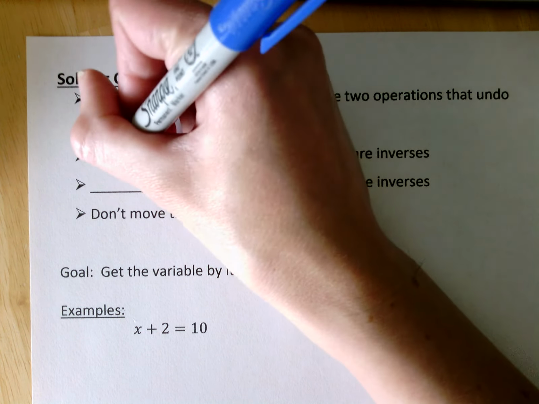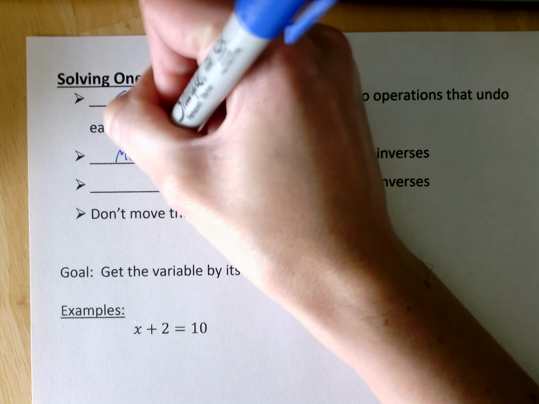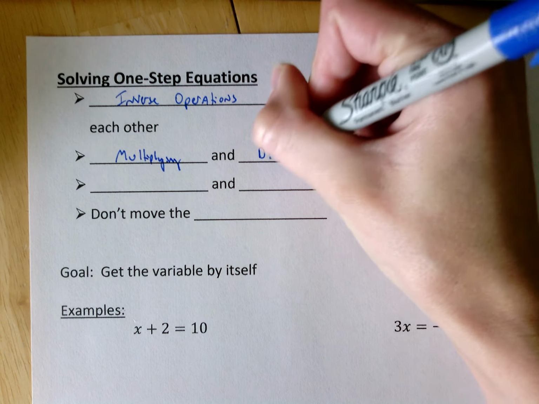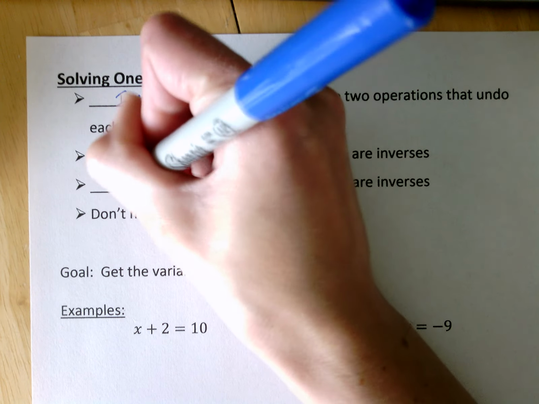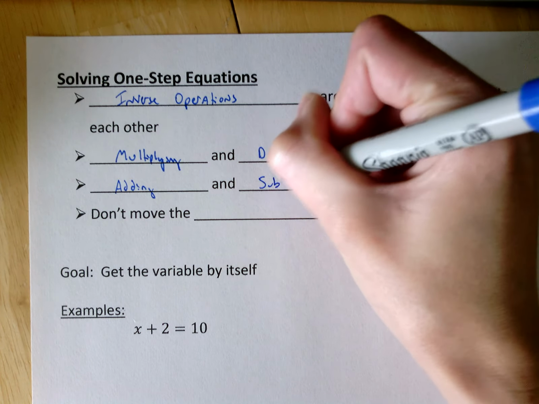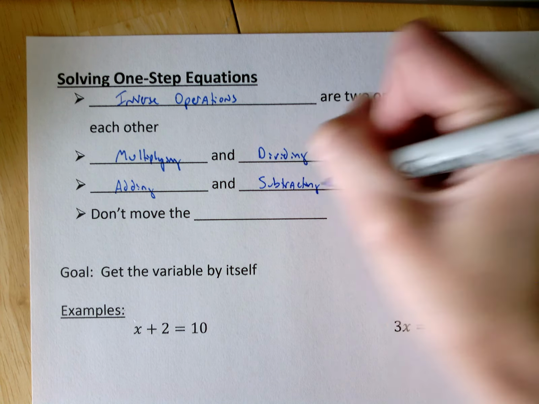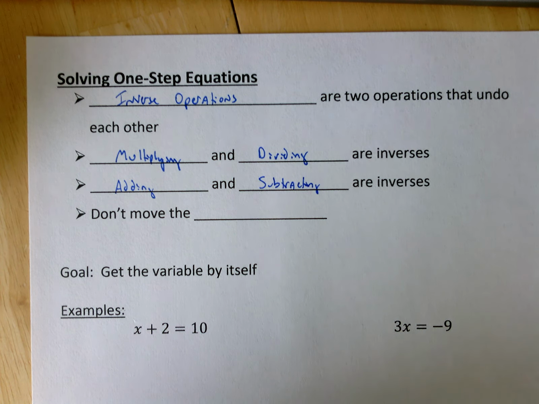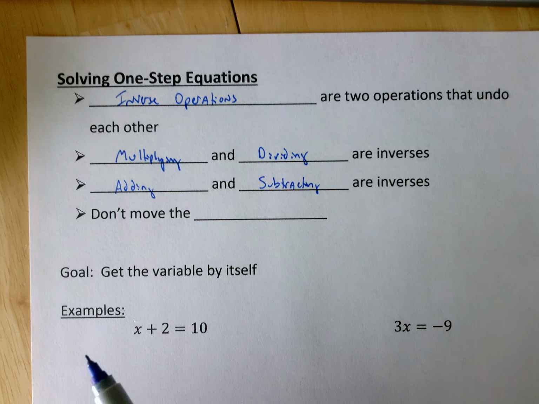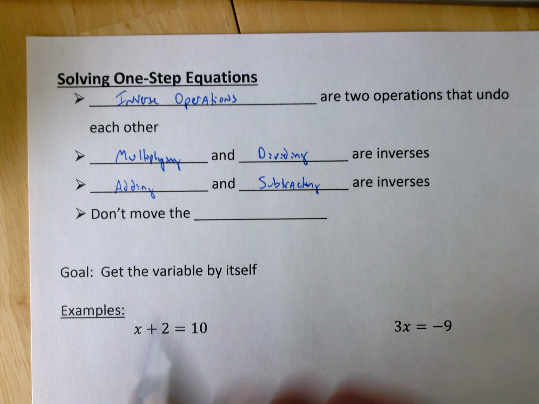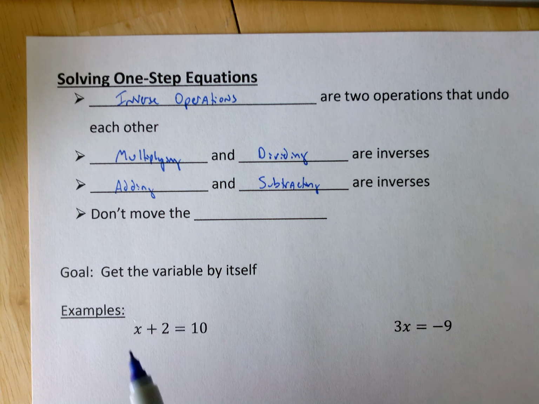So when we talk about our operations, the ones that we're going to focus on right now, first, multiplying and dividing are inverses, and adding and subtracting are inverses. And you know that's true because think about it. Think for a second, how old are you? Now I want you to add 2 to your age. Now subtract 2 from that number. Did you get back to your original age? Yeah, because adding 2 and then subtracting 2 cancels out.